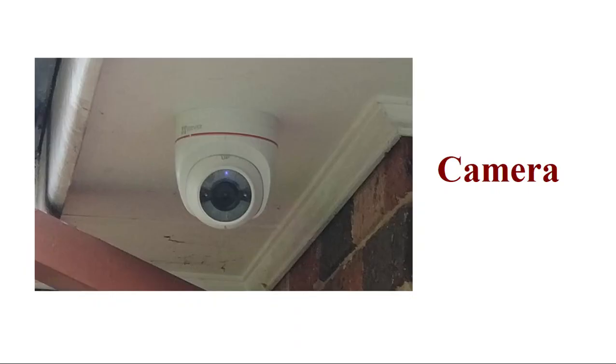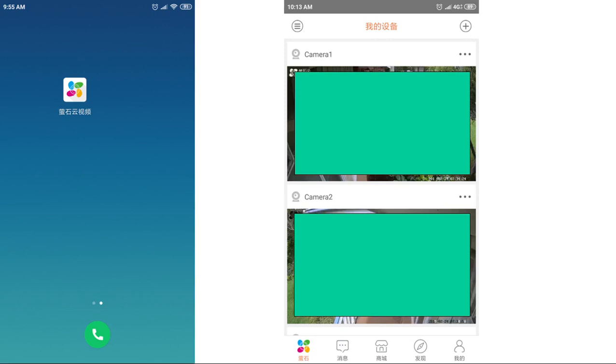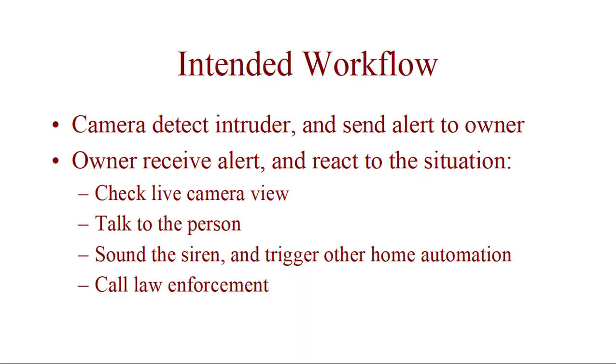Now the camera is installed. This is the EasyViz app, and everything is set up and working. We block out the image for privacy reasons. You will want the security camera system to work like this. The camera detects the intruder, send alert to the owner. The owner receives the alert and is able to react to the situation right at the time. You can check live camera view, talk to the person, sound the siren, or trigger other home automation. Last resort, you will call law enforcement.